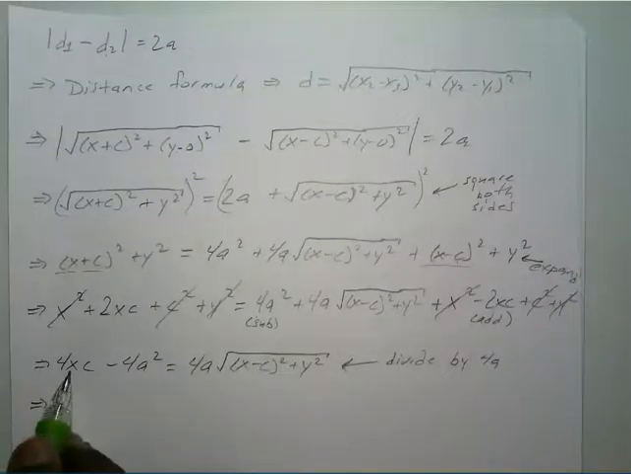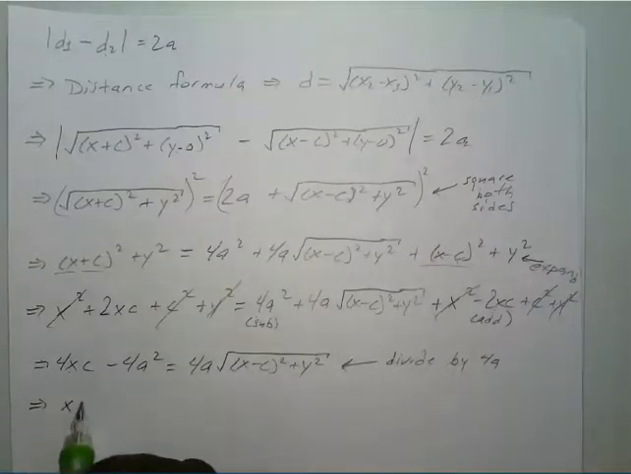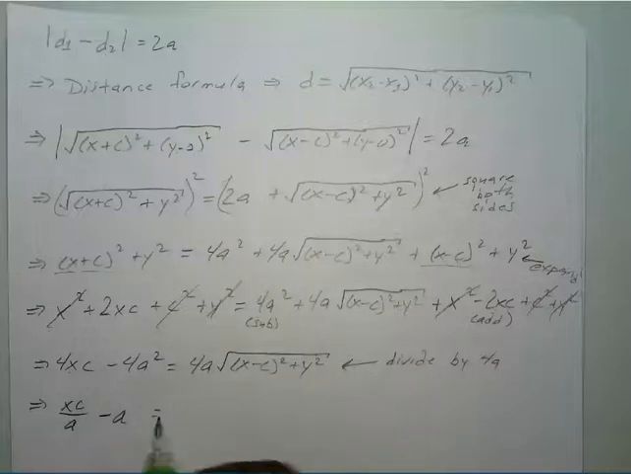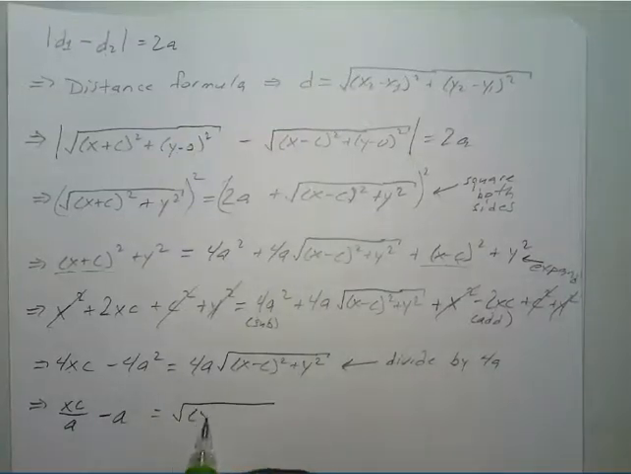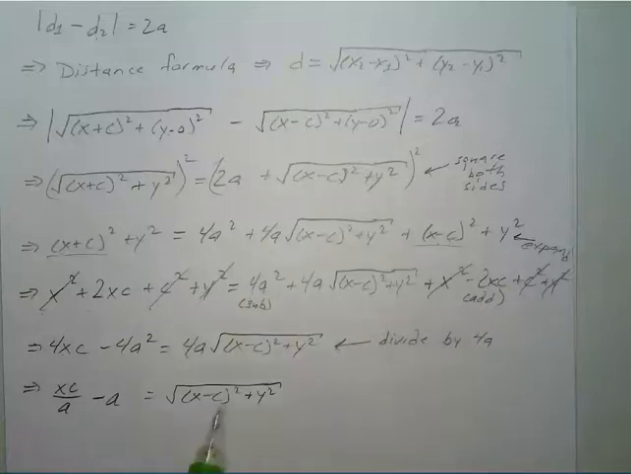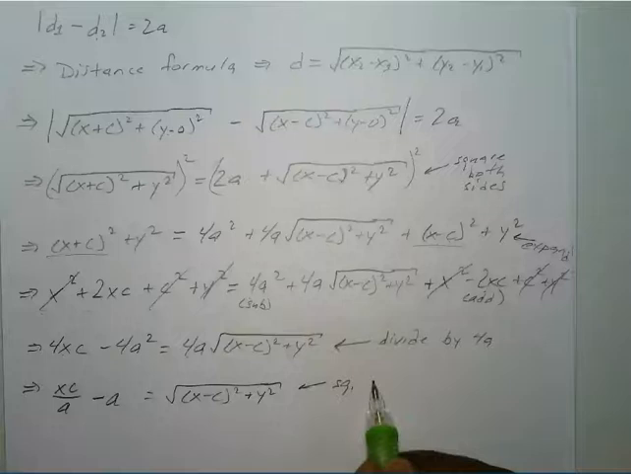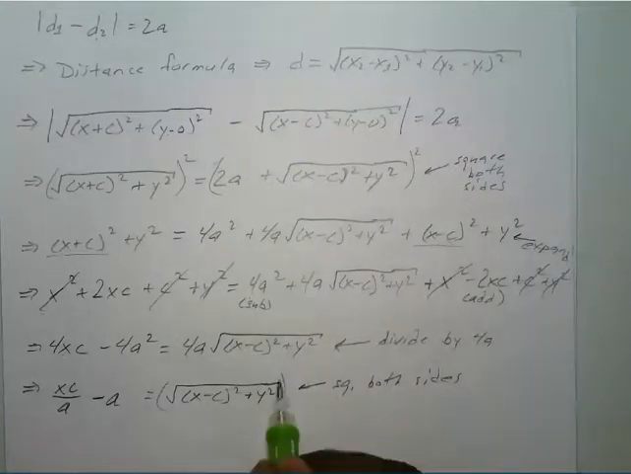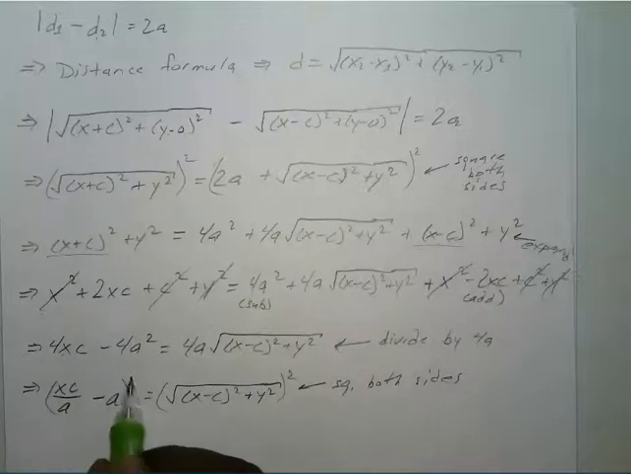So we're going to divide every term by 4a. If you divide this by 4a, you get xc over a. You divide this by 4a, you'll end up with minus a is equal, and if you divide this whole thing by 4a, you get the square root of (x − c)² + y². Now that we have our isolated square root, we want to square both sides.